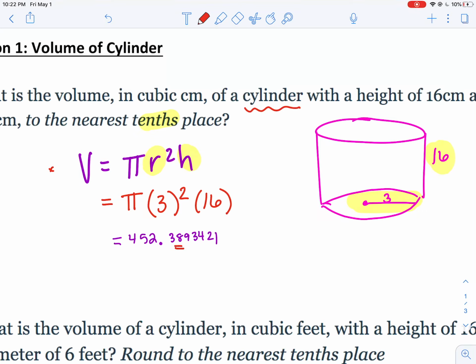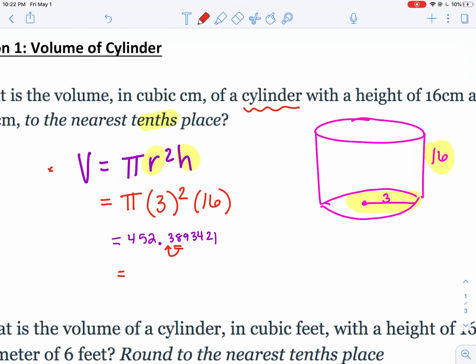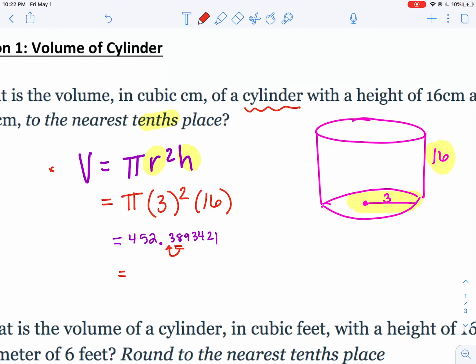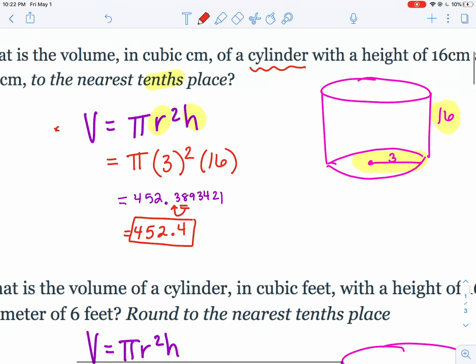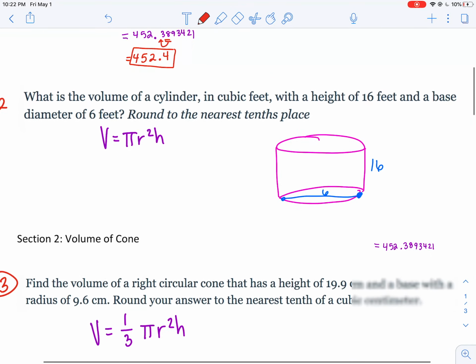Now, the only tricky part is you have to round to the nearest tenths. In order to do that, you're going to look at the second digit after the decimal. If it is 5 or bigger, it's going to bump the number in front of it up 1. So since it is 5 or bigger, it's 8. Our final answer is going to be 452.4. You do not need to label it in Delta Math. It labels it for you.